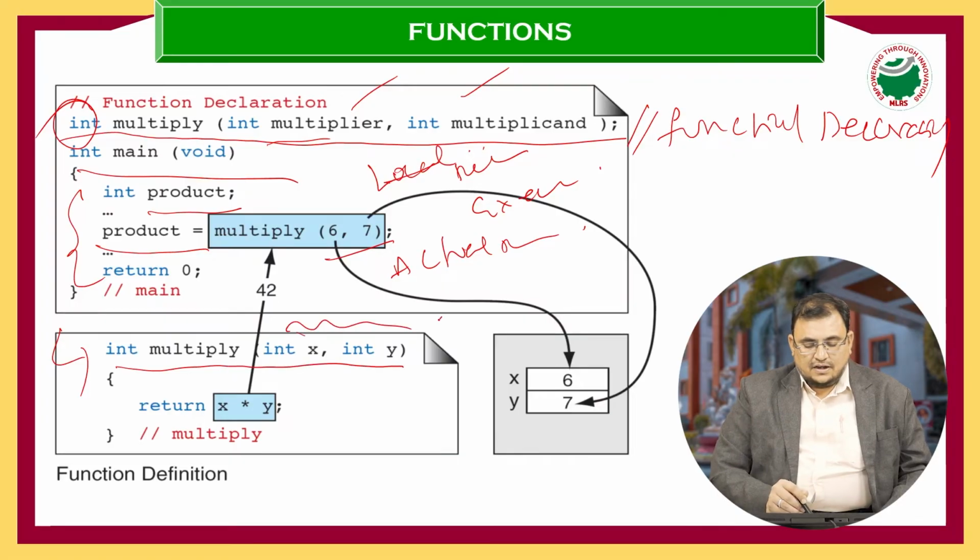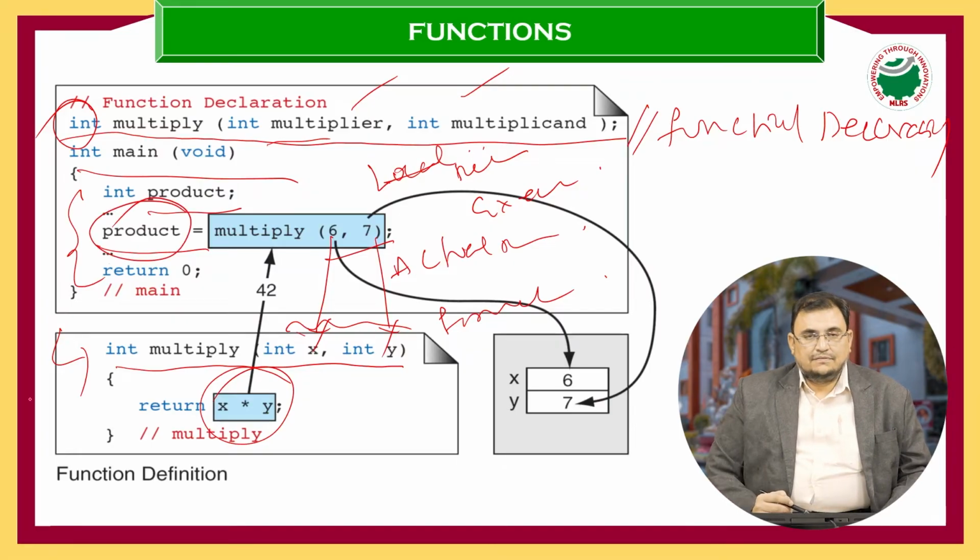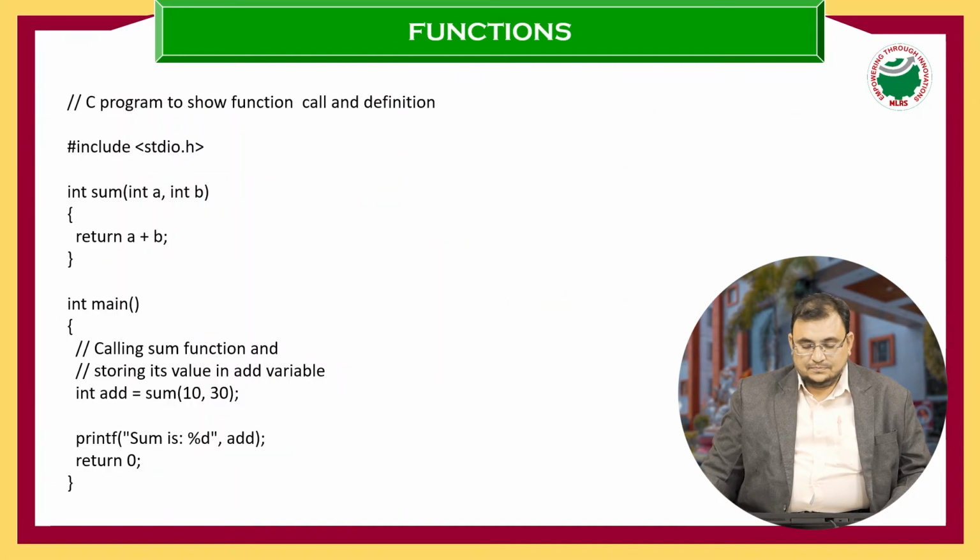These int x and int y are called formal parameters, and the actual parameters' memory is different from the formal parameters' memory. 6 is copied to x and 7 is copied to y. And here 6 into 7 is performed, and 42 is returned to the multiply call, and it is assigned to product. It receives the return value and it comes out of the main function. So this is how functions are used.